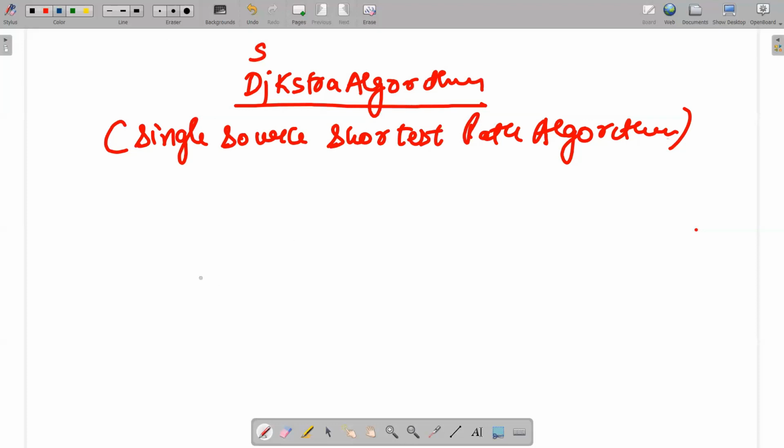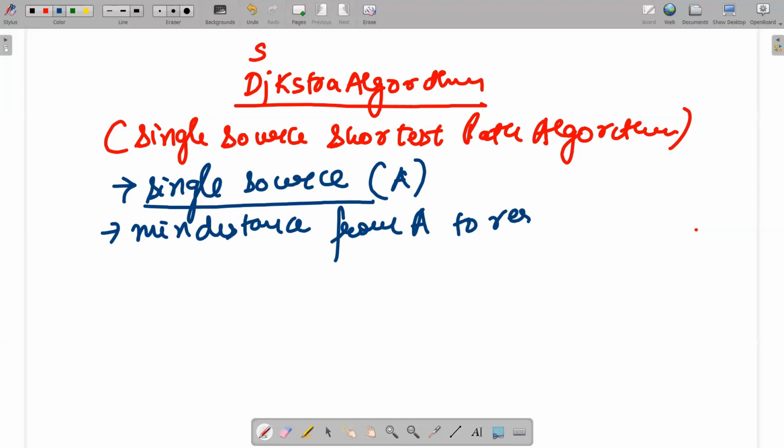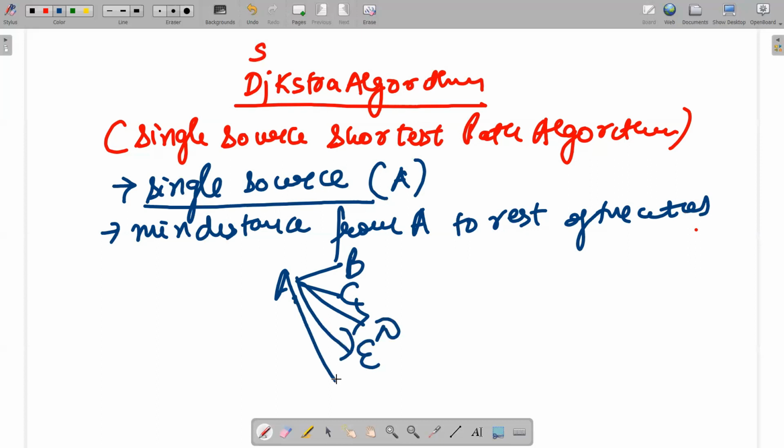The problem is that we have a single source. Let's say the single source is a person traveling in a city, and we have to find the minimum distance from A to the rest of the cities. Like I have to find the minimum distance from A to B, A to C, A to D, A to E, and A to F. That is the single source, let's say city A, and the shortest path from that particular city with respect to the rest of the cities.